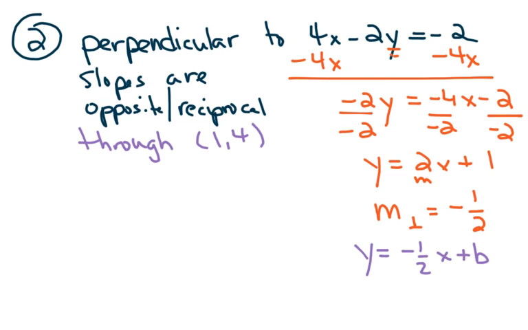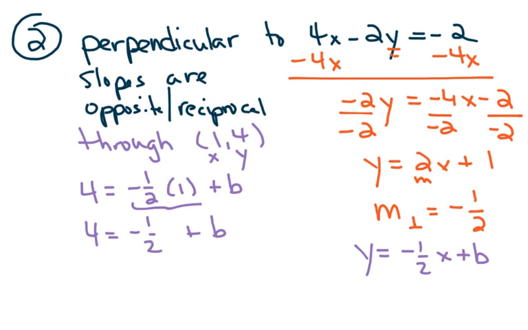So one of the things you can do is this is x and this is y. Plug in 1 for x, 4 for y. 4 is equal to negative 1/2 times 1 plus b. So 4 is equal to negative 1/2 plus b. And then I'm going to add a half.